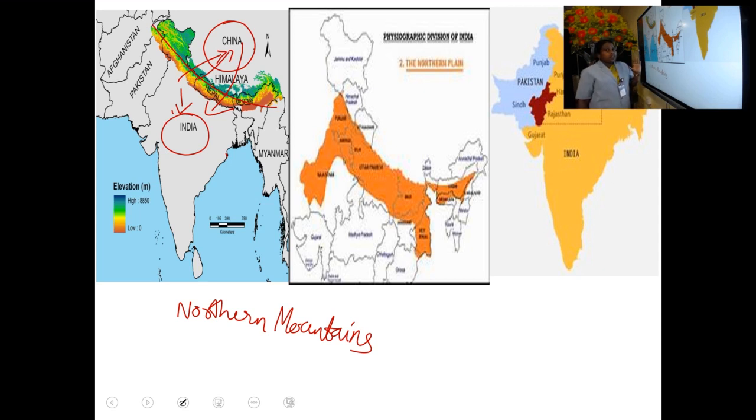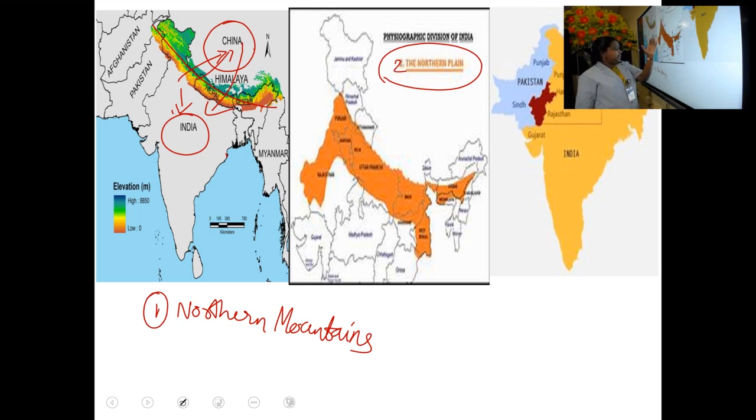And do you know the meaning of the word Himalaya? Himalaya means the home of the snow. Now, so this is the first natural region. Next is the northern plain, the second one.